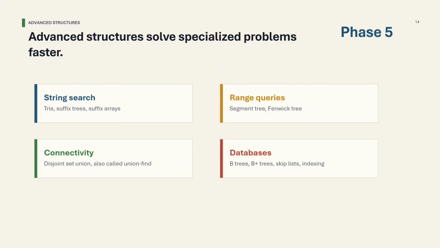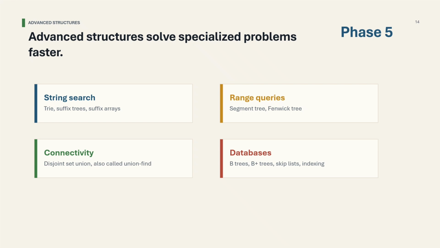Now phase 5. Once you are comfortable with basic and nonlinear data structures, move to advanced data structures. These are useful for advanced problem solving, competitive programming and system level understanding. First learn trie. A trie is a tree-like data structure used for storing strings. It is commonly used in autocomplete, dictionary search and prefix-based problems.